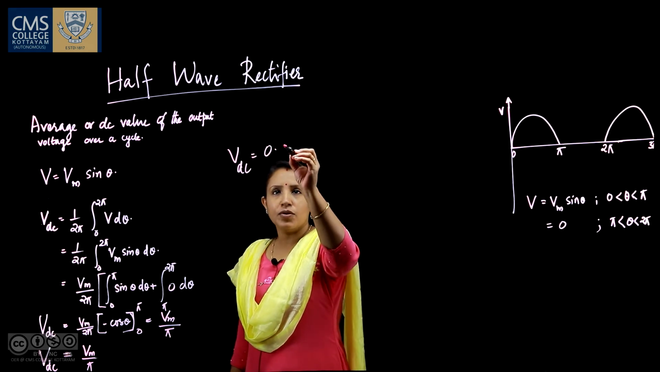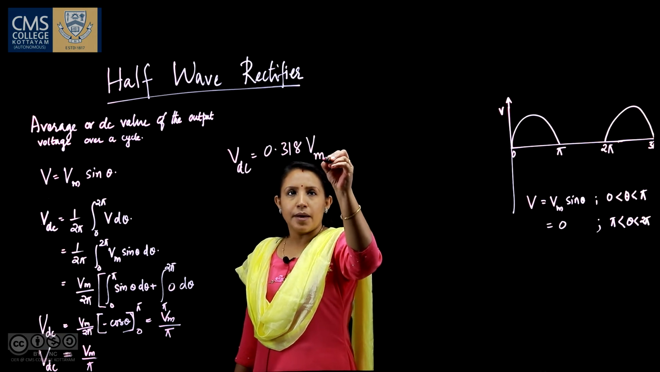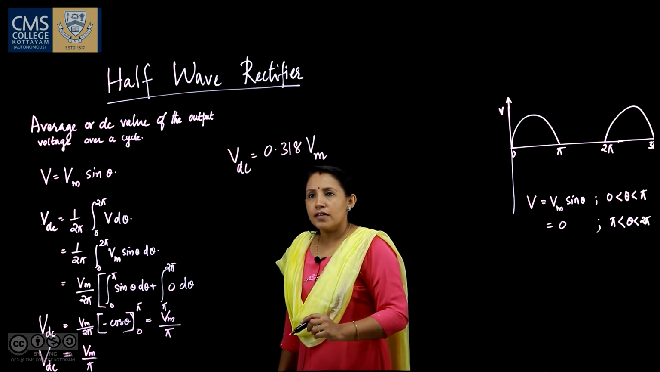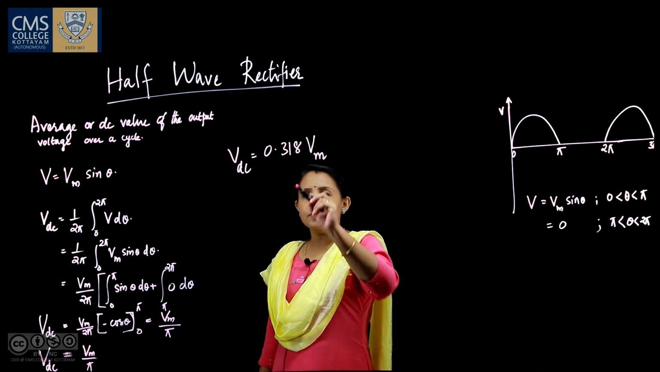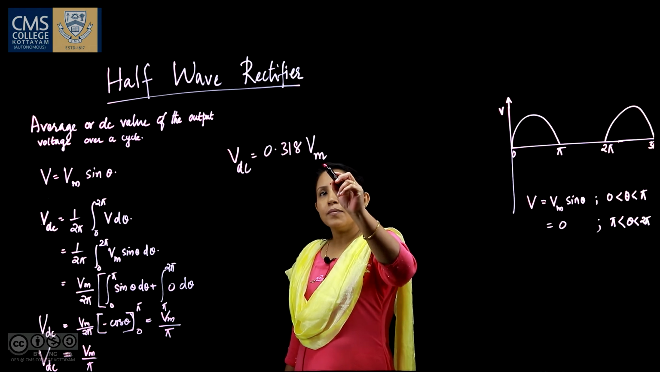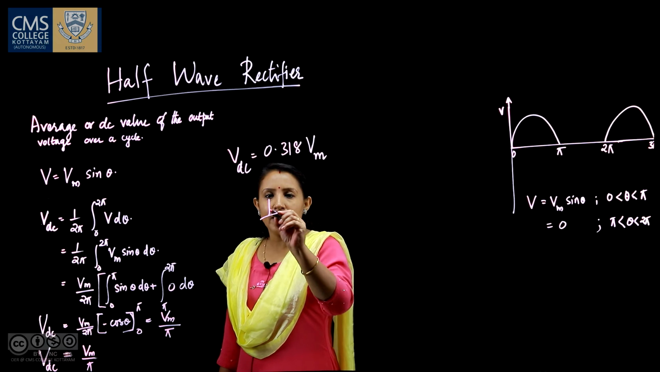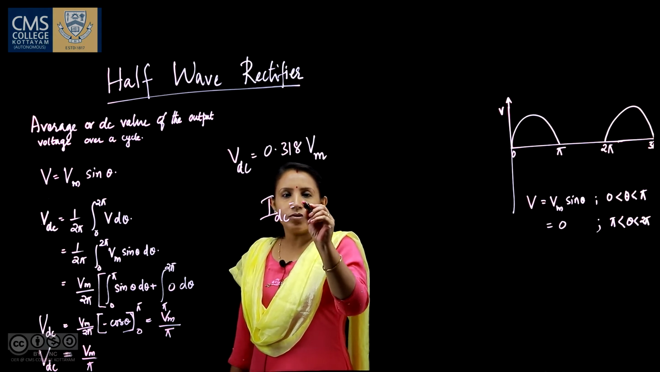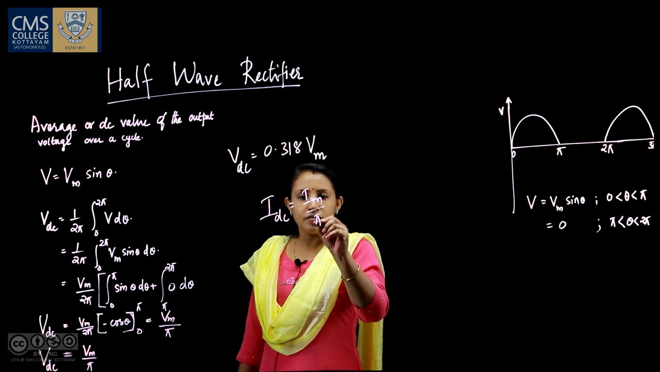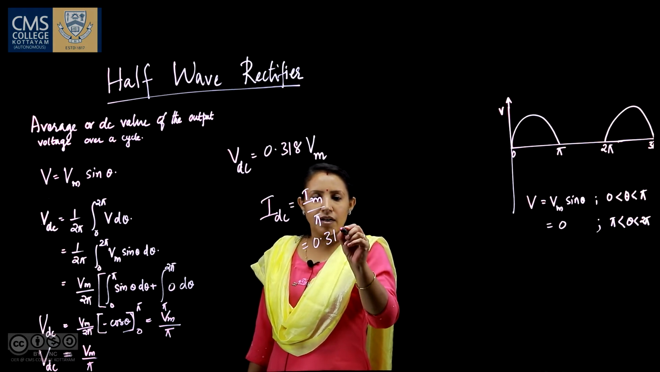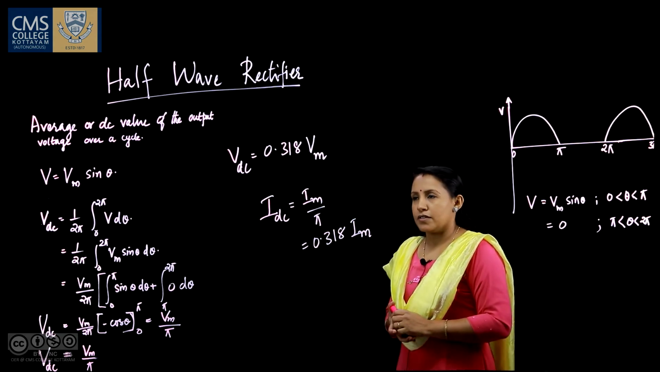Substituting the value of pi, you get VDC equal to 0.318 Vm. This means that the output DC voltage is about 31.8% of the maximum input voltage. Similarly, we can get the value of IDC as equal to Im by pi, which is equal to 0.318 Im, where Im is the maximum input current.